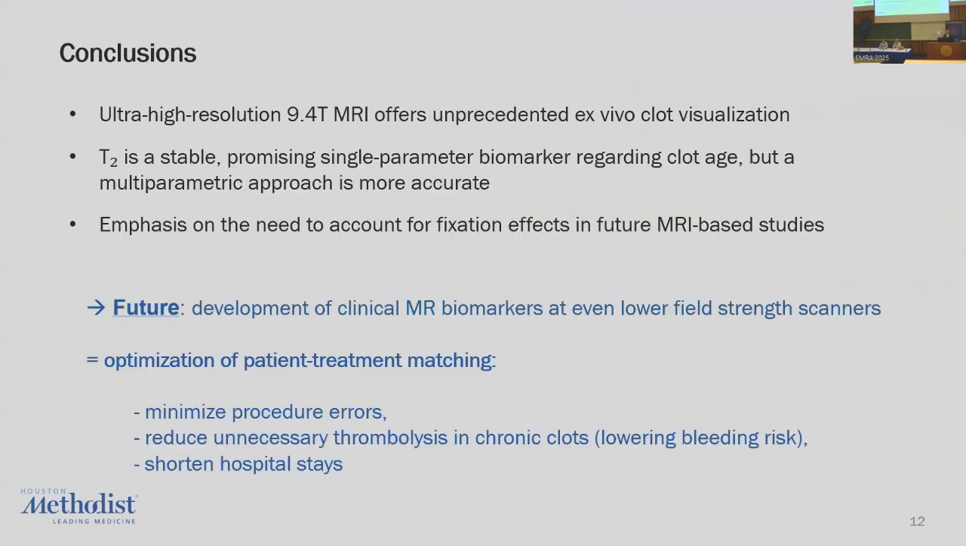In conclusion, we can say that ultra-high resolution 9.4 Tesla MRA shows unprecedented clot visualization, and we can detect clot age with MRA relaxation times because it reveals the underlying composition. Looking forward, our study supports the development of clinical MR biomarkers at even lower field strength scanners. And ultimately, we hope that these findings will match the right patients with the right treatment, minimize procedure errors, and improve outcomes in thrombosis care.